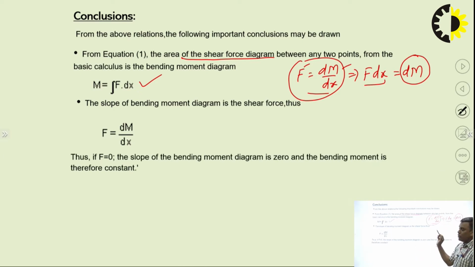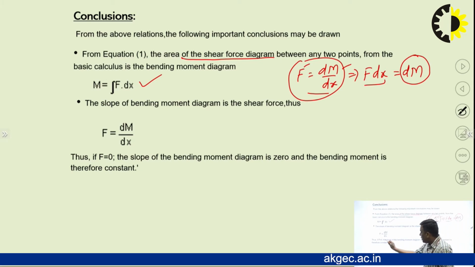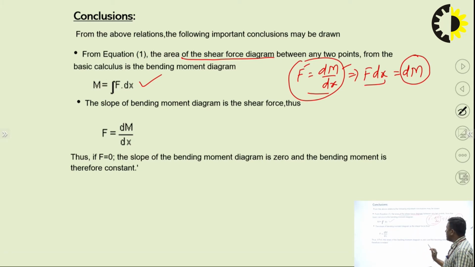If F is 0 at any particular section, if shear force is not changing, it is 0. There is no shear force value at a particular section. No force is there. Then dM over dx will be equal to what? In that particular condition, dM over dx must be equal to 0. It means M is constant. So in the section where the shear force is 0, the bending moment in that particular section will be constant.